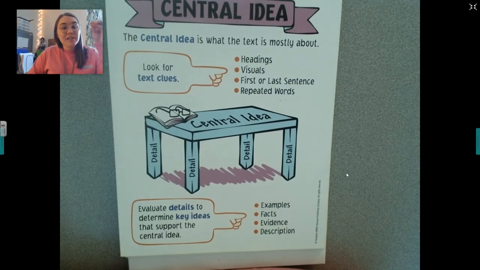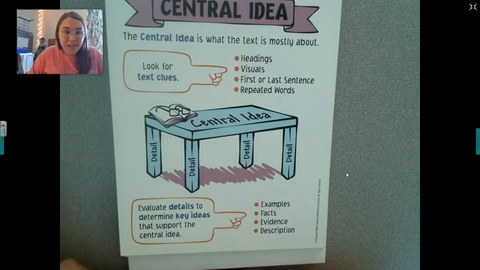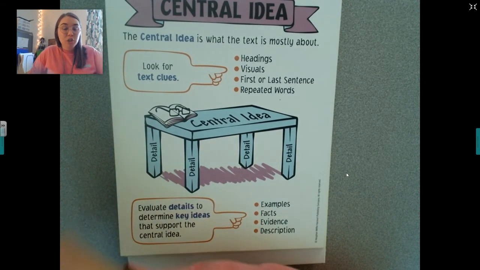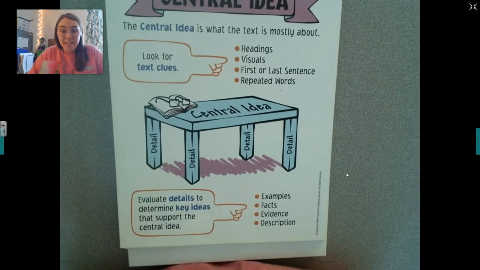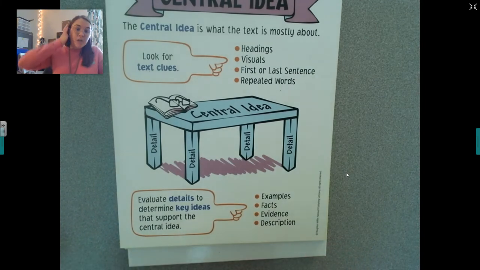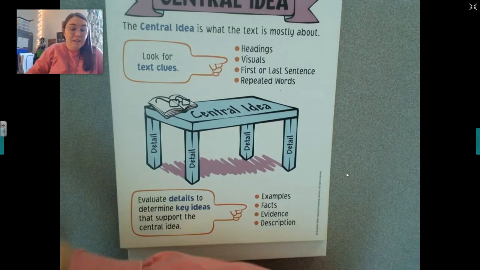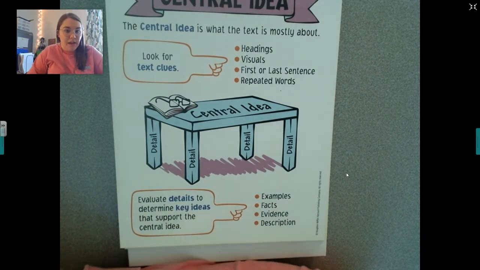Central idea, guys, is just what the text is mostly about. So while we are reading, we should be looking for text clues to help us figure out what that central idea is, like headings, visuals, the first or last sentence, repeated words. All of those will give you clues on what the central idea is. So then we are going to evaluate those details to determine our key ideas that support the central idea.